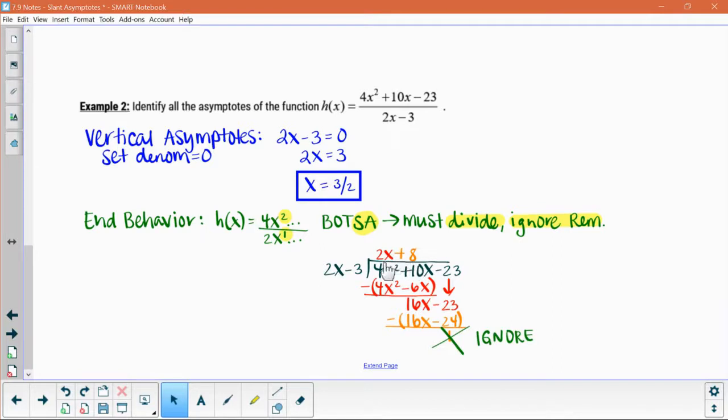Focus in on what we have wholly. And that means our slant asymptote is going to be y equals 2x plus 8. So it's going to have a slope of 2, and it's going to be shifted up 8 when I were to graph it.